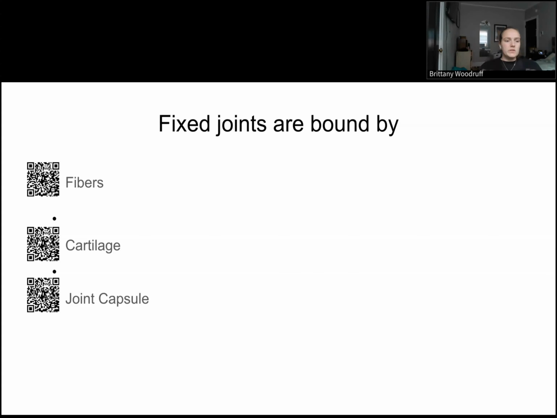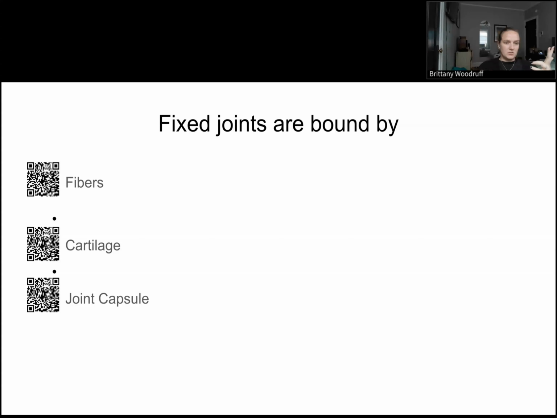Yeah, so fixed joints are bound by fibers. Okay, so think of it like when you sew things together. You sew them together with fibers. Oh, that's very nice. Thank you. So you're sewing things together, right? I don't really know how else to make it clear.